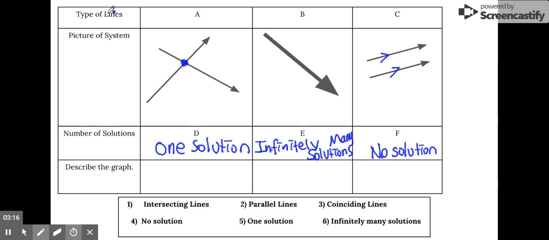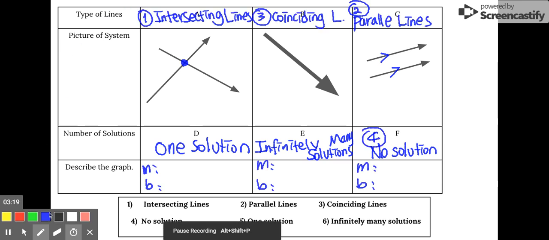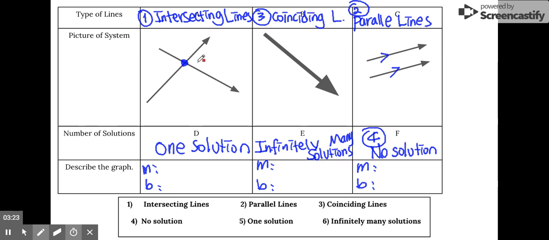And now the type of lines. For this one, it's obviously intersecting lines that you have to choose from the box. So it's going to be intersecting lines. And if two lines are exactly the same, then you can say those two lines are coinciding lines. And the third one is parallel lines. So you choose number 2 from the bottom. And we have one solution for this. We already went over this.